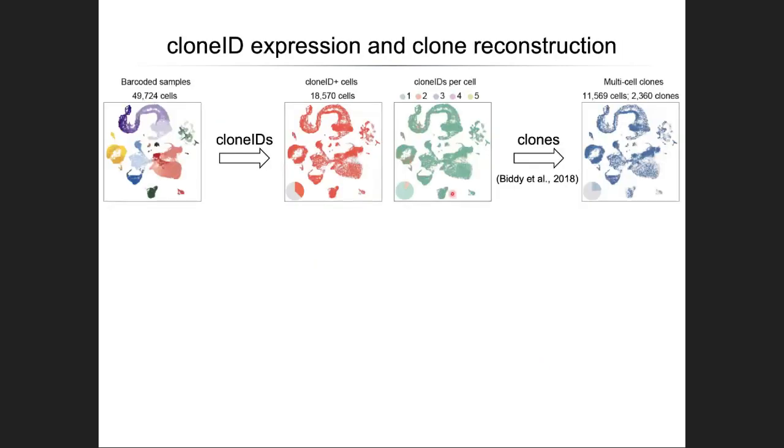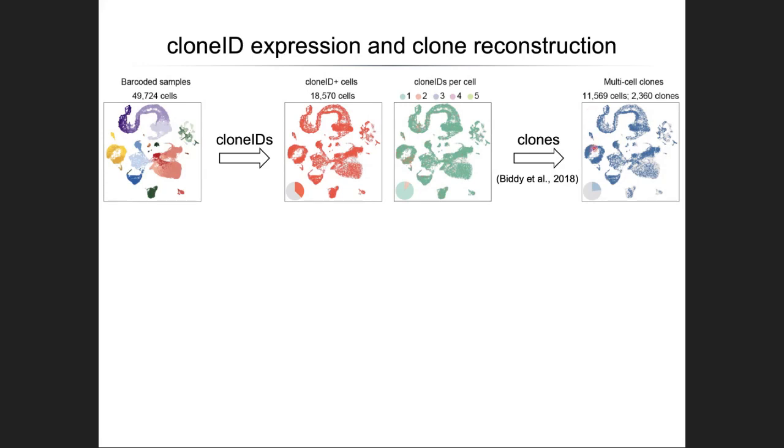From that, we subset our data on only our barcoded cells, which are roughly 50,000. We extract cloneIDs from the data, and from something like 19,000 cells we get cloneID information. Most of the cells have a single cloneID, and something like 10% contain 2 or more. We can now use this data to reconstruct clones. Overall, it's more than 2,000 clones and 12,000 cells in these clones.